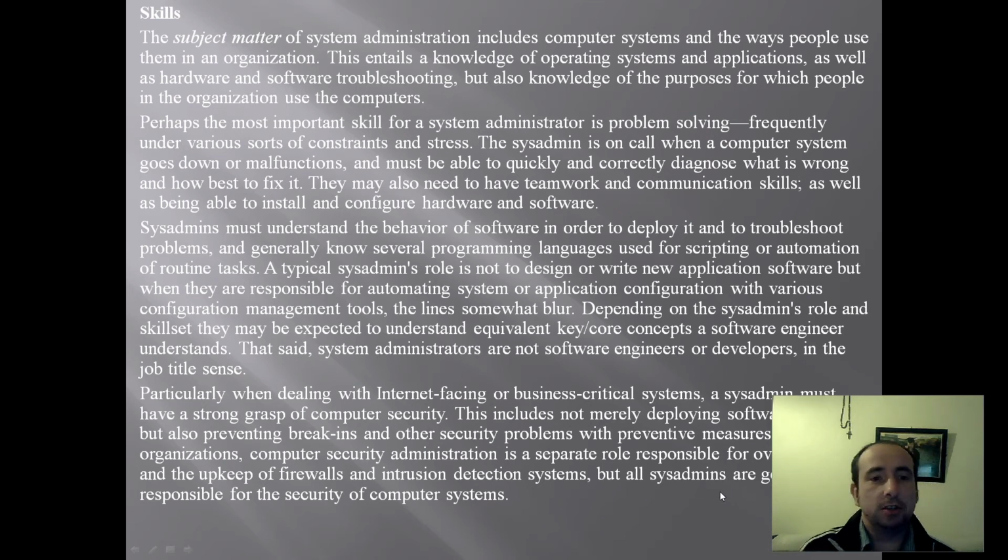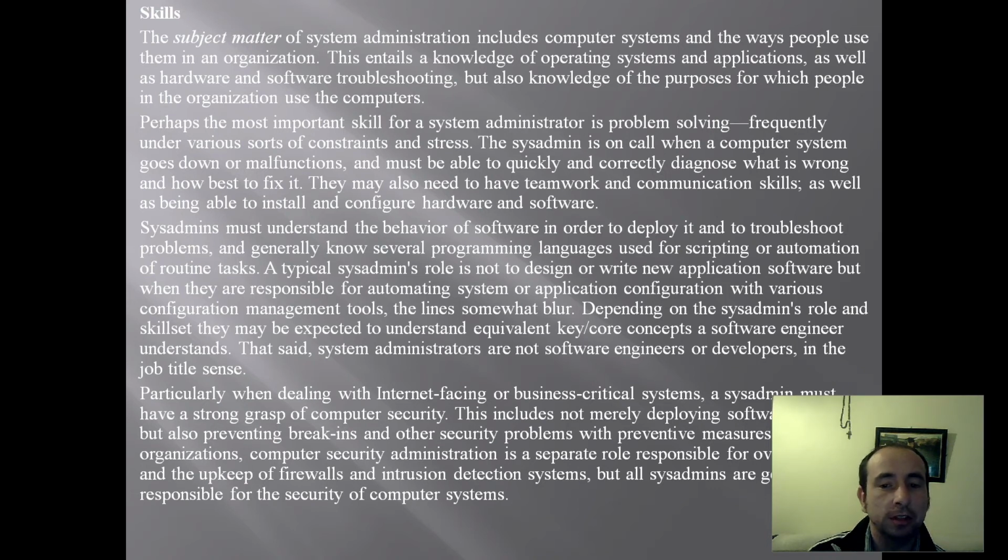Skills. The subject matter of system administration includes computer systems and the ways people use them in an organization. This entails the knowledge of operating systems and applications as well as hardware and software troubleshooting, but also knowledge of the purposes for which people in the organization use the computers. Perhaps the most important skill for a system administrator is problem solving. Frequently, under various sorts of constraints and stress, the sysadmin is on call when a computer system goes down or malfunctions, and they must be able to quickly and correctly diagnose what is wrong and how best to fix it.